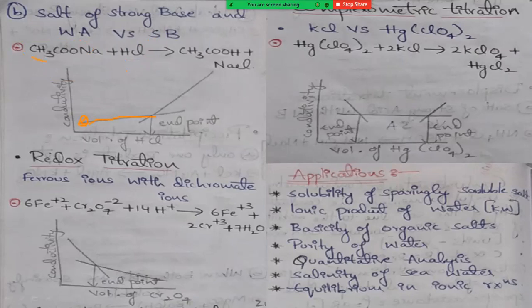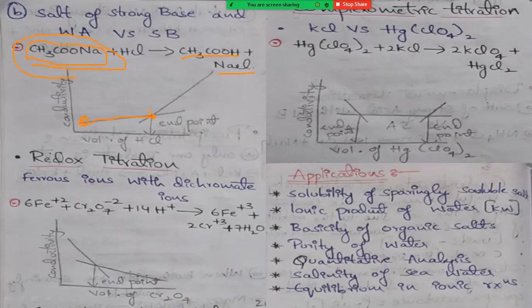So why? Because here we have a salt, which has a little more conductivity. So it is producing a little more conductivity. That's why the graph will be slightly increasing here. At this end point, all salt molecules are completely consumed, and we are forming sodium chloride and acetic acid, right?